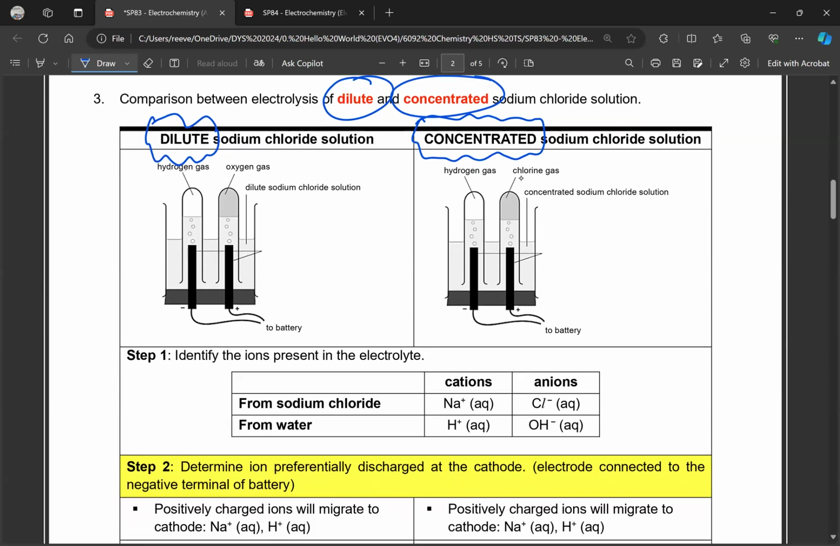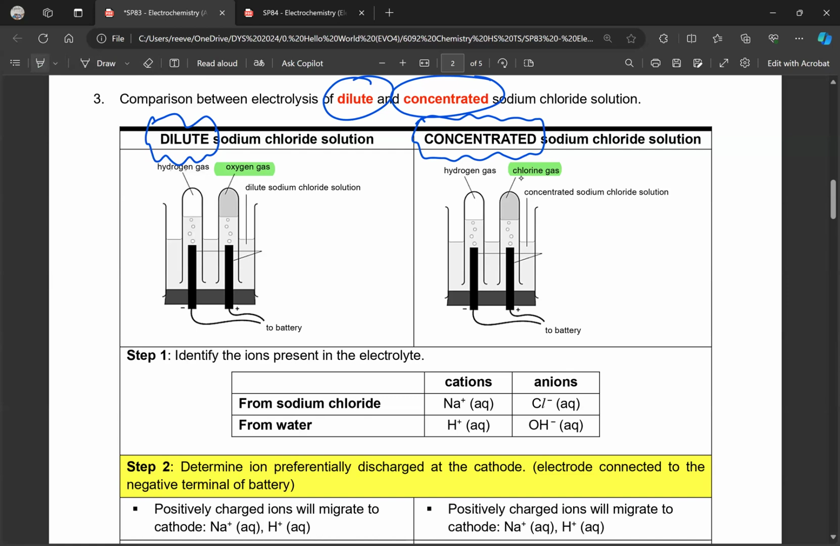Okay, so over here both are sodium chloride. I have the sodium chloride dilute one, and I have the sodium chloride concentrated one. The picture may look the same, but let me point out the difference. The difference is highlighted in green. You will see that the concentration will actually affect what you get as a product of electrolysis. Later I'll explain why the difference.